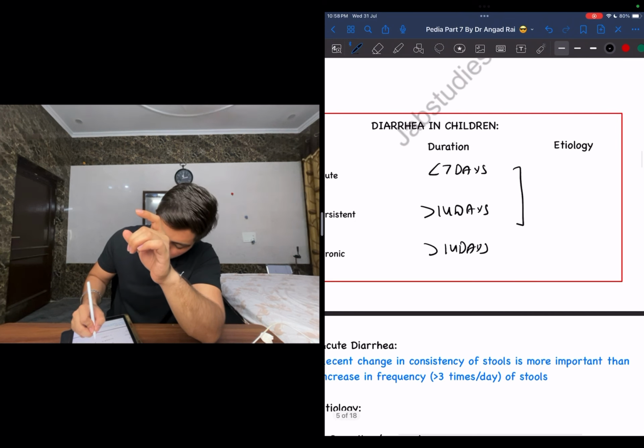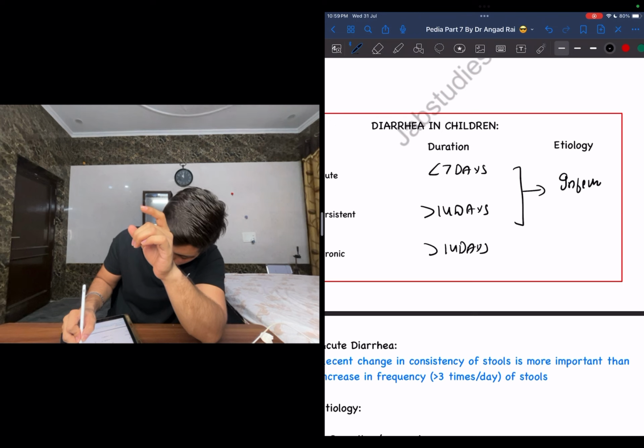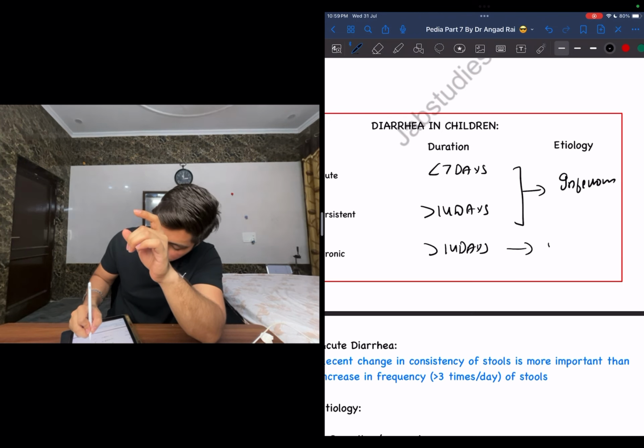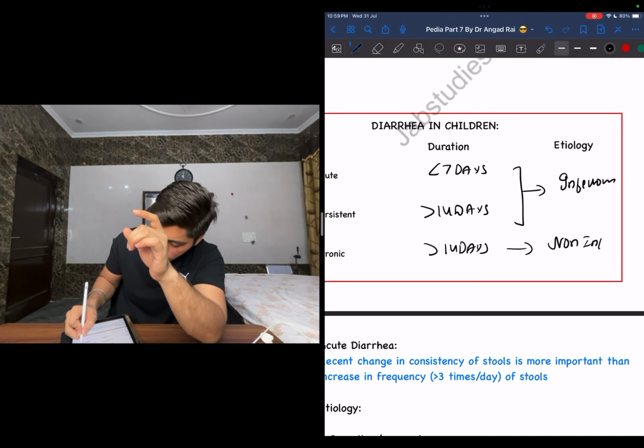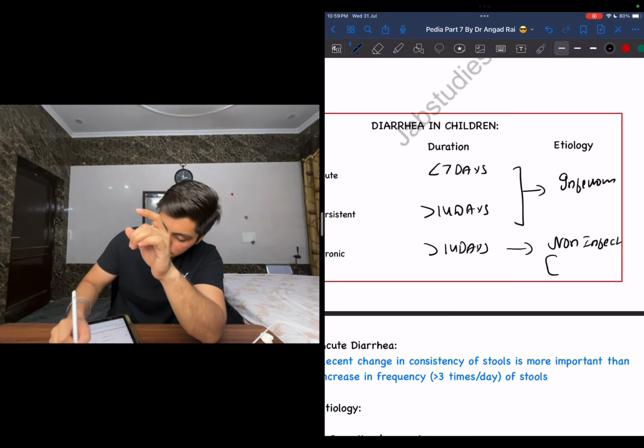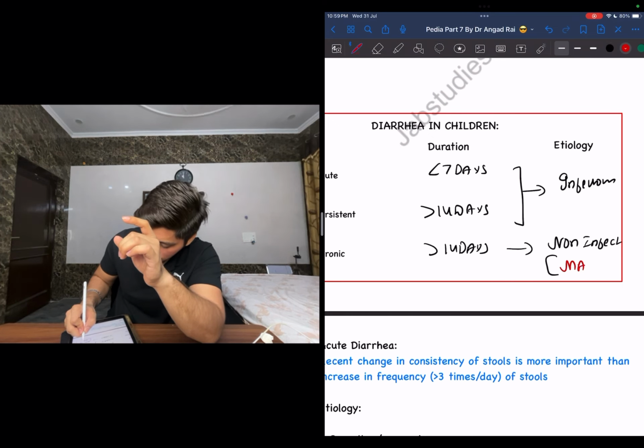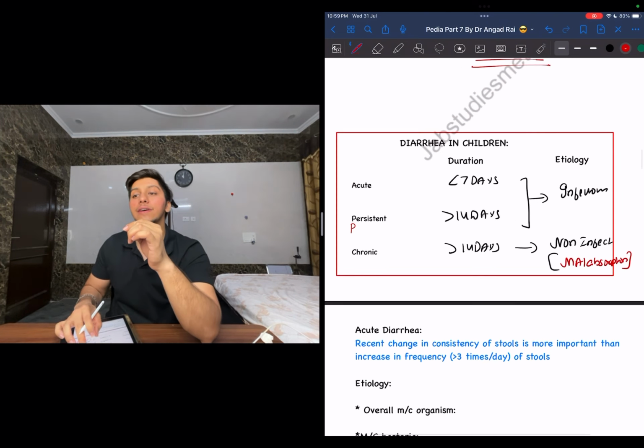Etiology of acute and persistent both are infectious, while chronic is non-infectious causes. Like for example, malabsorption.